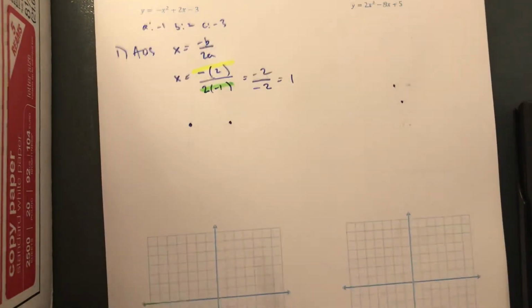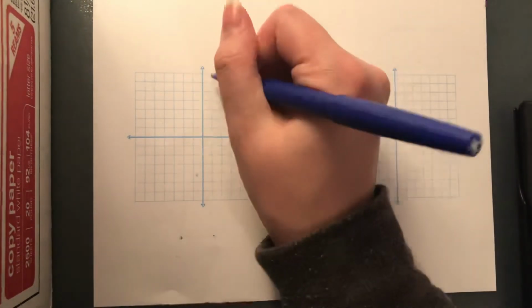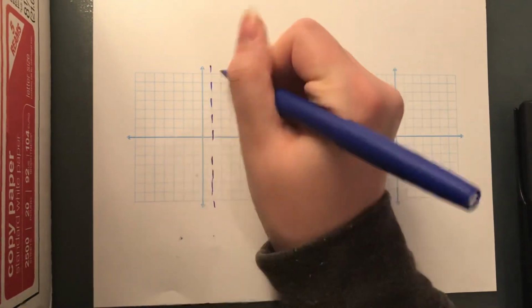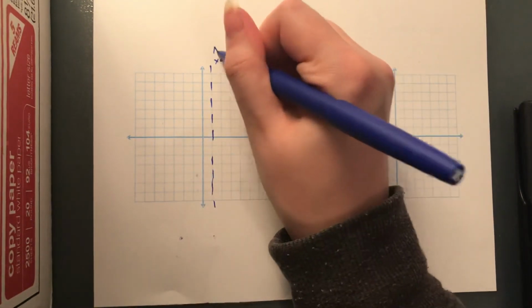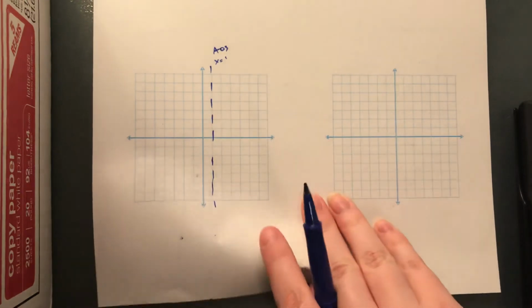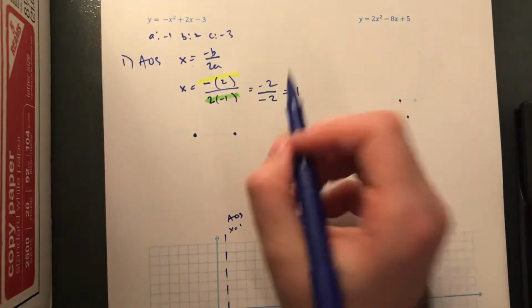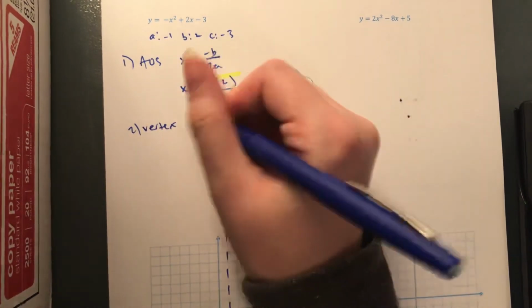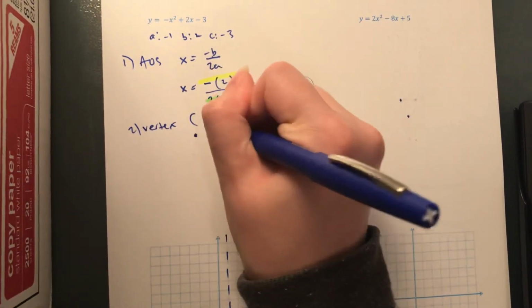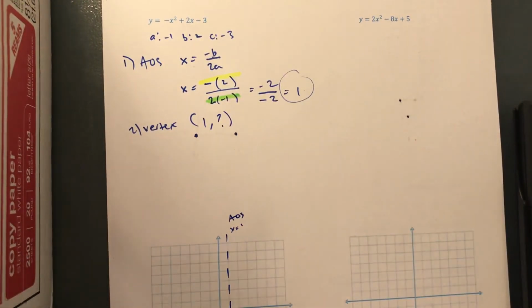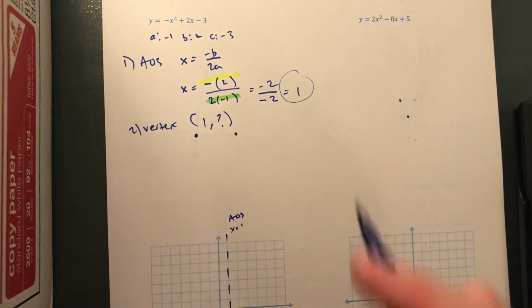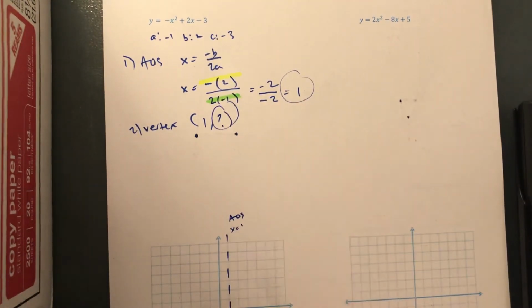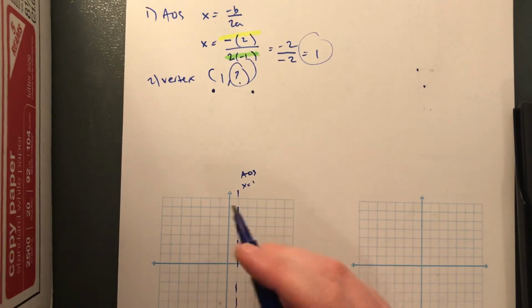So I'm going to come down here. I'm just going to start already. I'm going to put my dotted line through x equals 1. There's x equals 1. This is my axis of symmetry. All right. This is also the first part of my vertex. So step 2, vertex, buddy. So I know it's going to be 1 something, but this is where I have to plug 1 in to figure out where exactly on this axis of symmetry line does my vertex live.